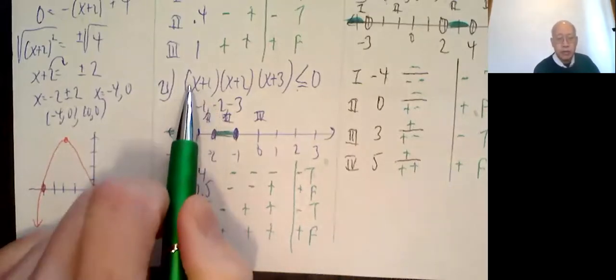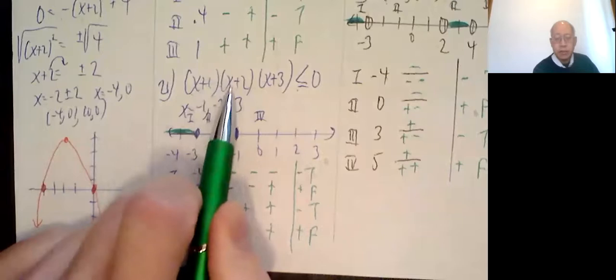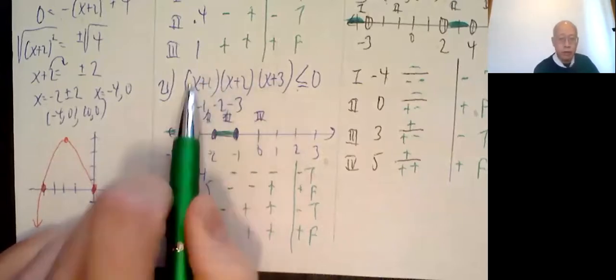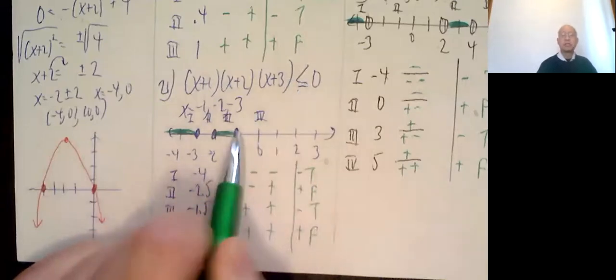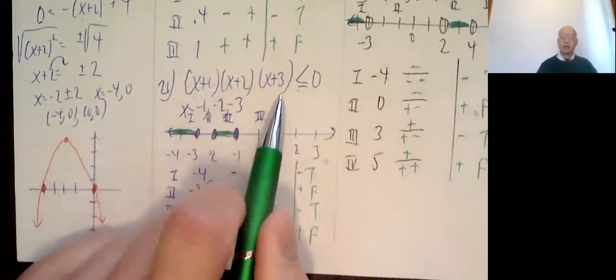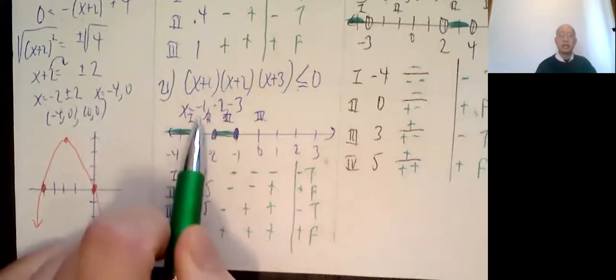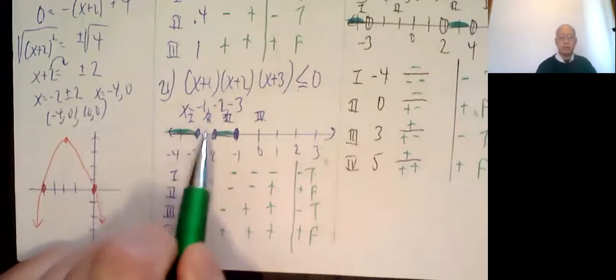Let me just say -2. If I put -2 here, here, and here, well, -2 plus 2 is 0. So 0 times whatever these are is 0. It would say 0 is less than or equal to 0. That's true. Same logic applies for -1 and -3. So these are closed circles. In the back of the book, they use brackets for these.